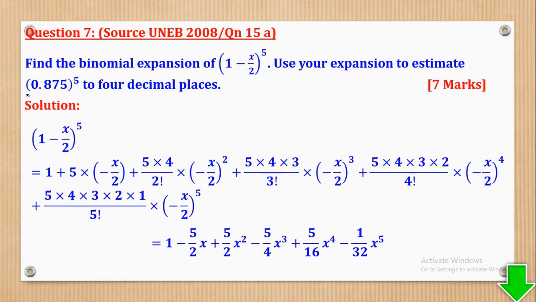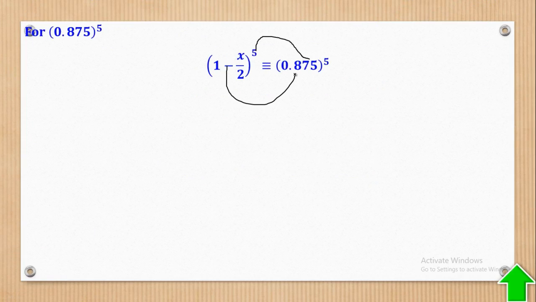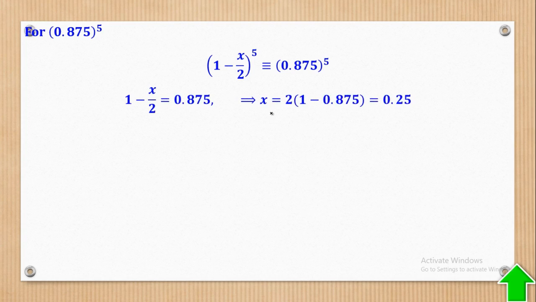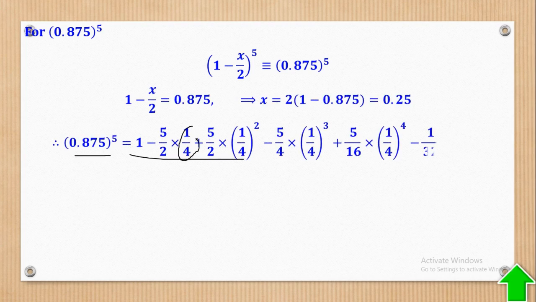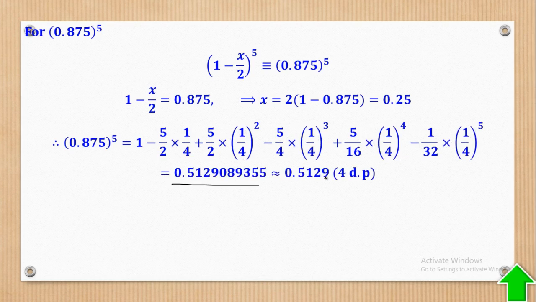They said use your expansion to estimate this value to 4 decimal places. The first thing to do is to look for a way of getting the value of x to use. So when I compare this, these powers will cancel, so I remain with this equal to this. And when I make x the subject, x will be 0.25, which is a quarter. Therefore, I'll see that this one is the same as this. Where there is x, you put there a quarter. And then you use your calculator to come up with this. But they said 4 decimal places, so you round off to 4 decimal places.